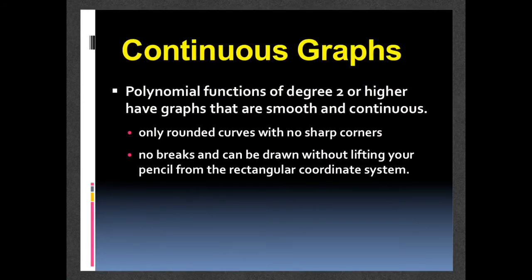A continuous graph is a polynomial function of degree 2 or higher, and they have graphs that are smooth and continuous. There's only rounded curves, so there's no sharp points like in an absolute value function or in some of our piecewise functions. There's no sharp corners, and there's no breaks. So your curves can be drawn from one end to the other without lifting your pencil or your stylus.